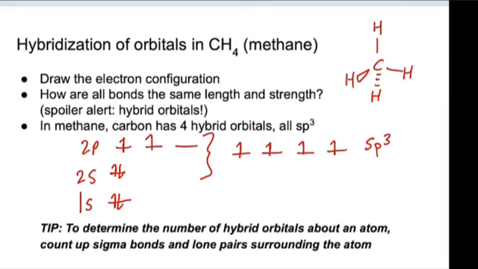So a quick tip here, to determine the number of hybrid orbitals that you have around an atom, count up the sigma bonds and the lone pairs. This carbon has no lone pairs, but if you count up the bonds, there's 4 of them, and so we do expect to have 4 hybrid orbitals.